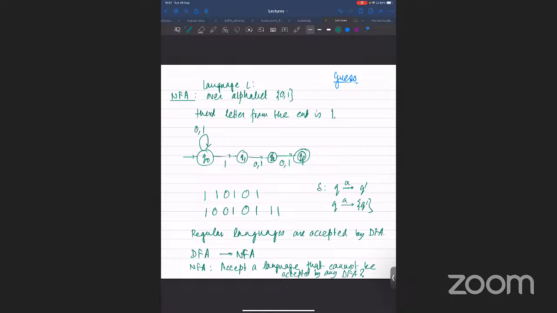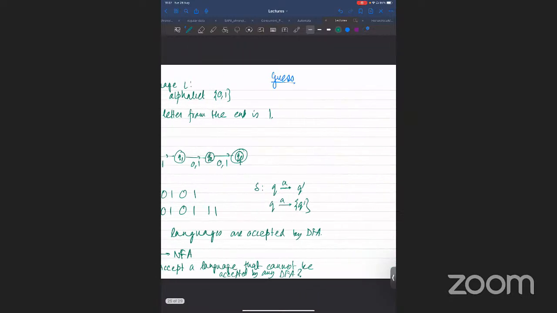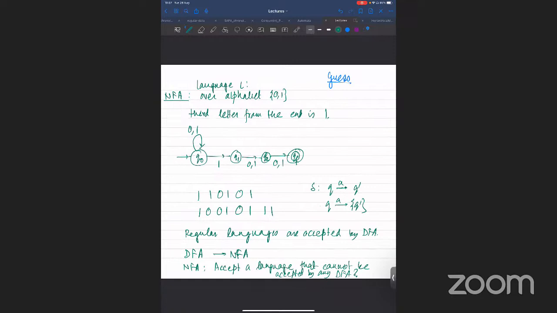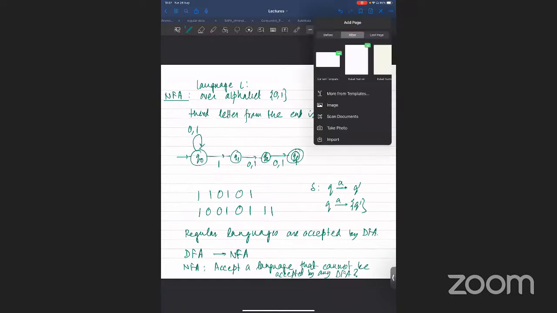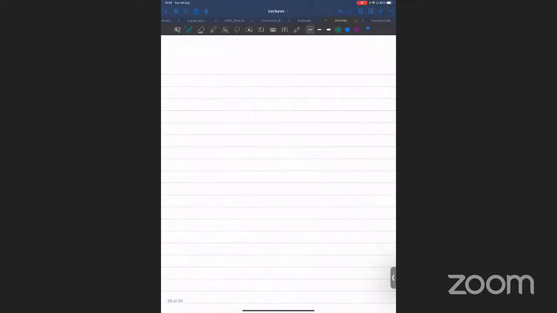The other way around is very easy to see. Now, since all of you have already done a course in automata theory, you already know that this is not the case. So corresponding to every NFA, there exists a DFA which will accept the same language. Now, the question is how do you prove this? How are you going to prove this? Any idea?